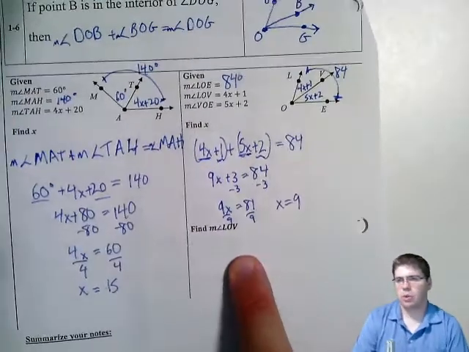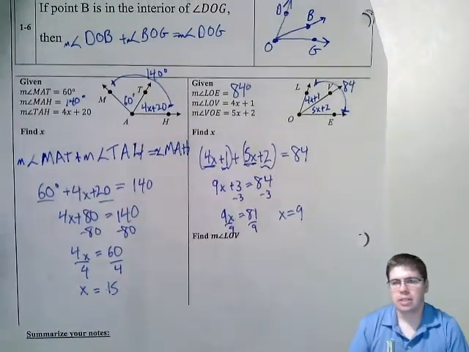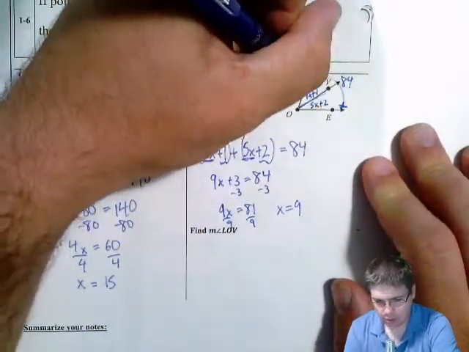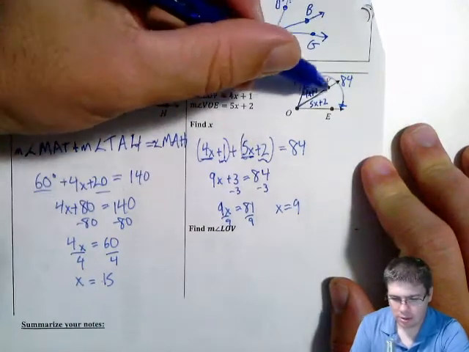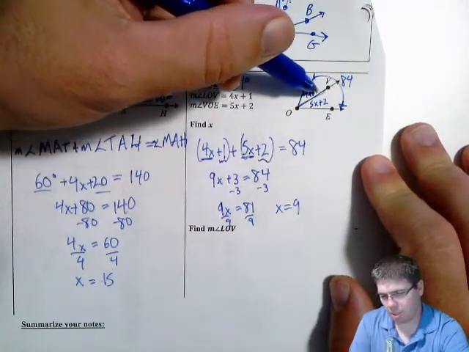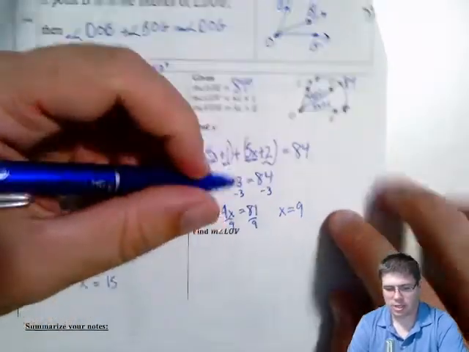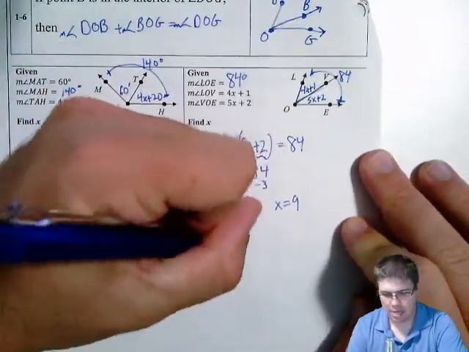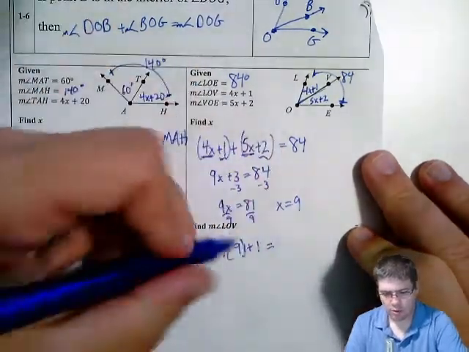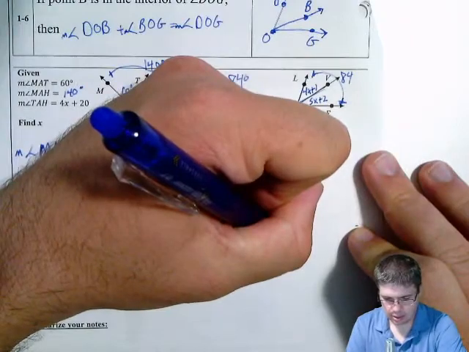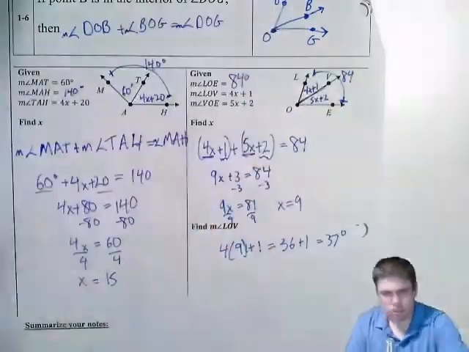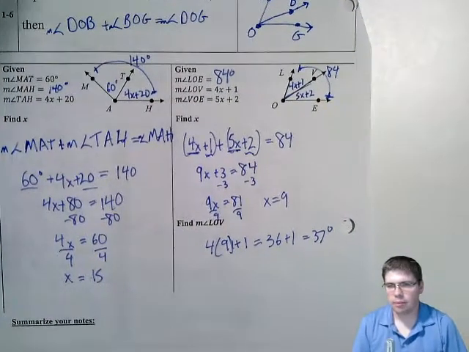Sometimes the problem will ask you to go to another step. What is the measure of angle LOV? So this particular angle right there. I'm covering it up. So this 4x plus 1, I can actually figure that out now because I know x is 9. So it's going to be 4 times 9 plus 1. 4 times 9 is 36 plus 1, so 37. And 37 degrees in the end would be the right answer for that.